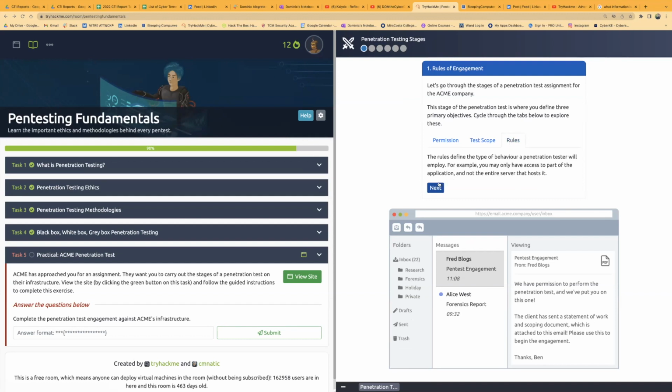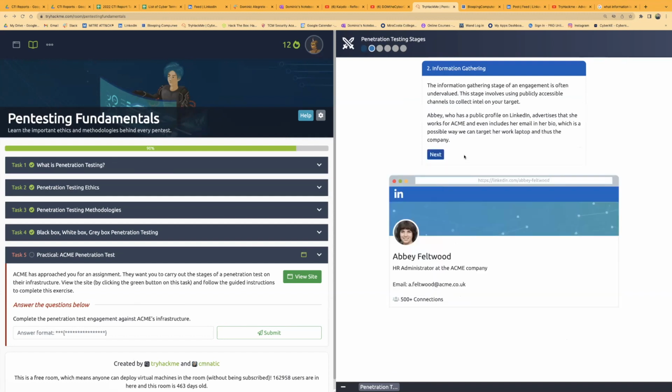All right, so then we'll click on next. So this is going to be the first step, right? Information gathering. Abby, who has a public profile on LinkedIn, advertises that she works for Acme and even includes her email in her bio, which is possibly a way we can target her work laptop and thus the company, right?